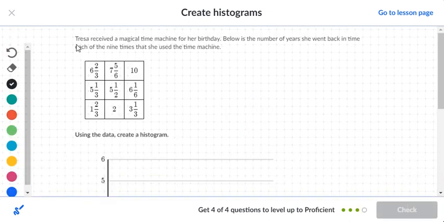Okay, now the next question. Trace received a magical time machine for her birthday. Below is the number of years she went back in time each of the 9 times that she used the time machine. Using the data, create a histogram. So the smallest number is 1 2/3. Then we follow by 2. Then we follow by 3 1/3.